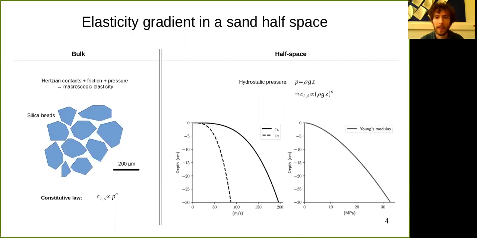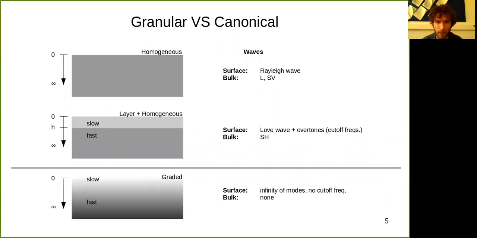You can view it macroscopically as an elastic medium with elastic constants that depend on the applied pressure because of the micro contacts between grains and because of the friction. So when you take a half space, a heap of sand, what you have is an elastic medium with zero elasticity at the surface and increasing properties with depth. And this gradient has strong guiding properties.